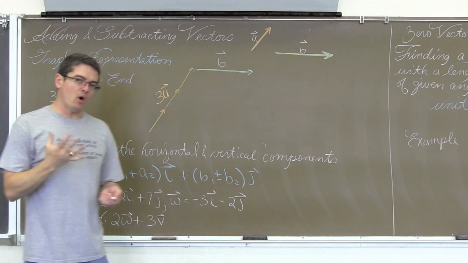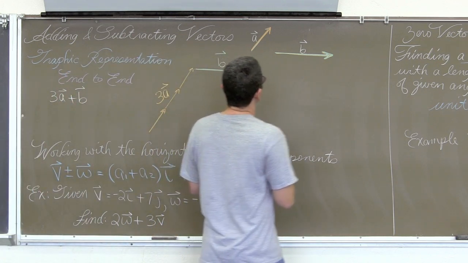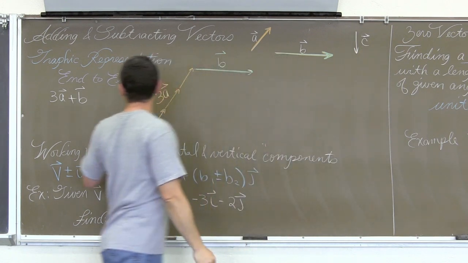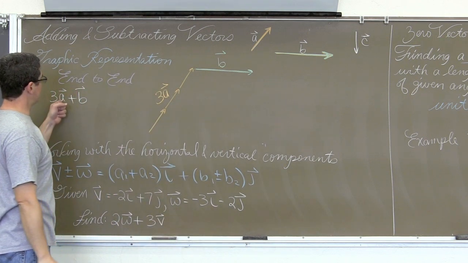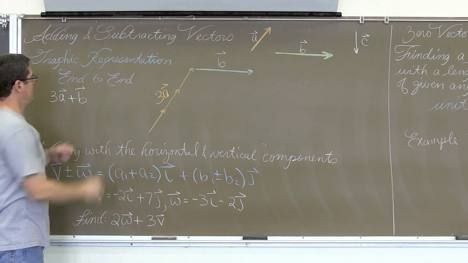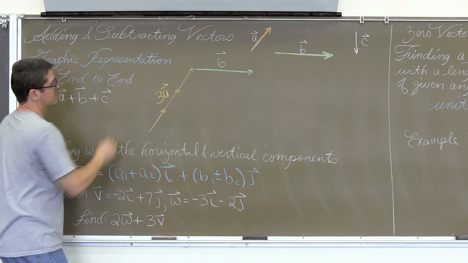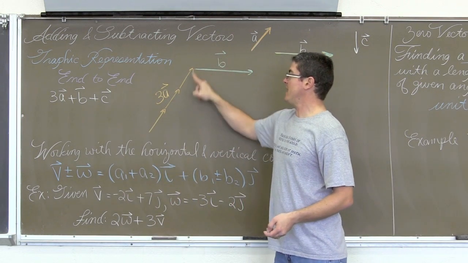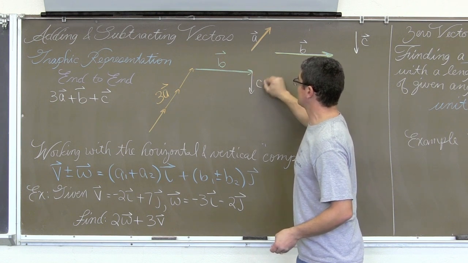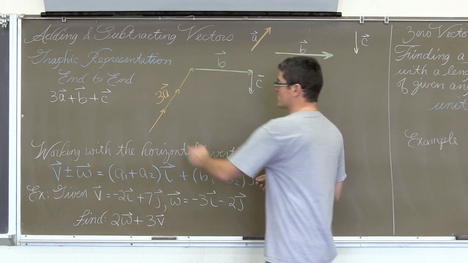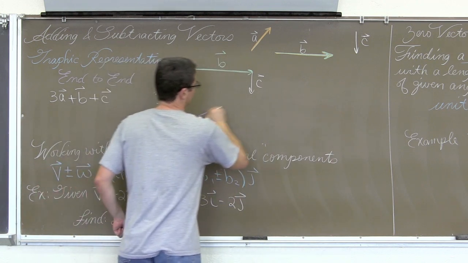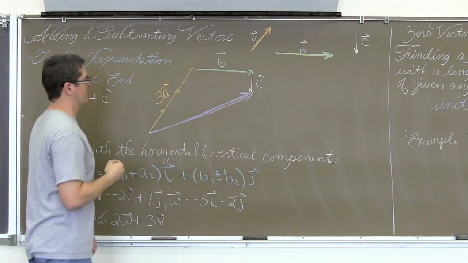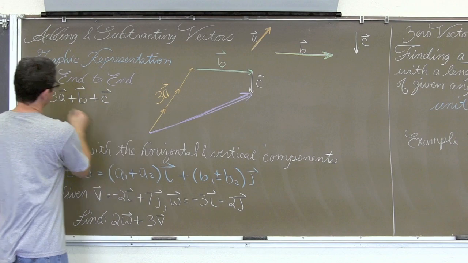Now, if I wanted to add a third vector and say, well, there's vector c. Instead of just doing 3a plus b, I want to do 3 times vector a plus b plus vector c. And with this end-to-end method, I can just go, well, there's 3 times a, there's 3a, there's b, and here is vector c. I'm going to go back to my initial point, draw straight to my final terminal point, and maybe try and do a straight line, but whatever. That comes out to be this right here.